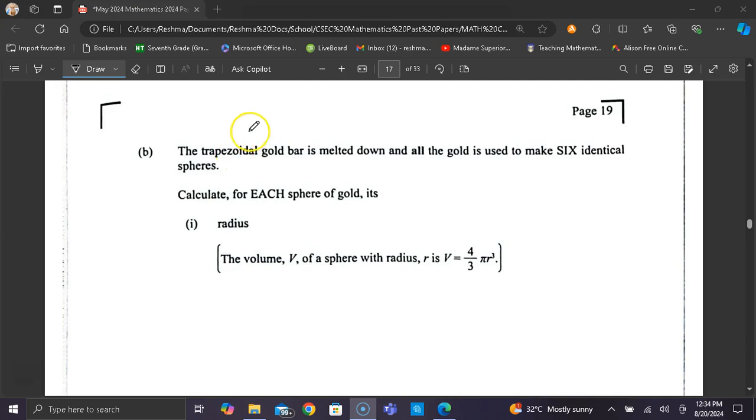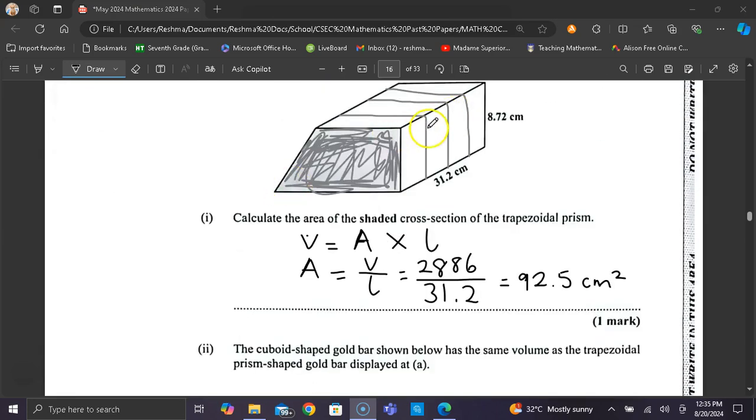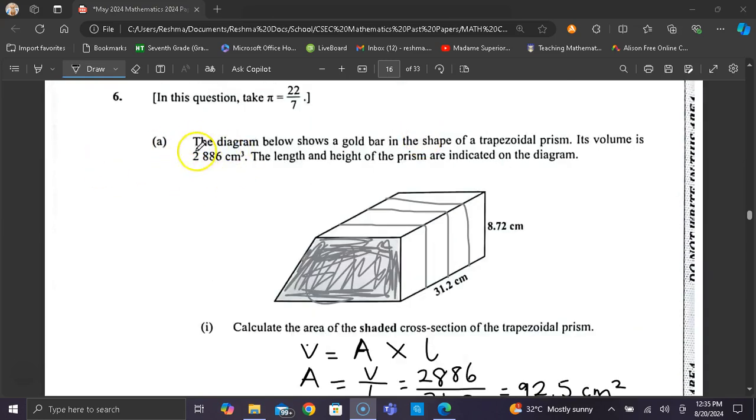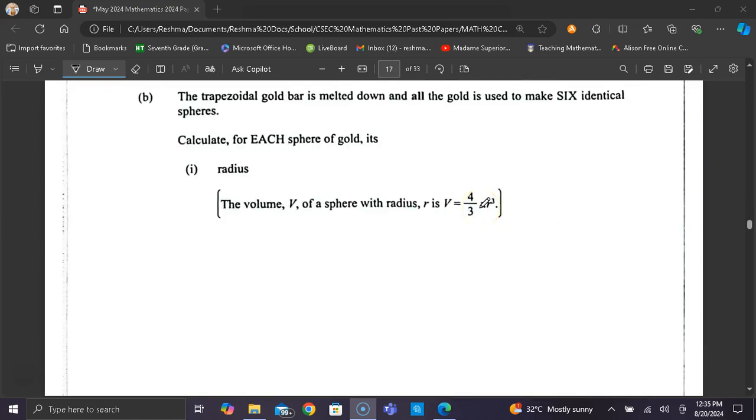The trapezoidal gold bar is melted down, and all the gold is used to make 6 identical spheres. Calculate for each sphere of gold its radius, and they gave you the formula for volume of a sphere: V is equal to 4/3 pi r cubed. Now let's understand this. The same trapezoidal gold bar, which has this volume, 2,886 cubic centimeters, has been melted down to make 6 identical spheres. So the volume is going to be divided into 6 to make each sphere of gold.